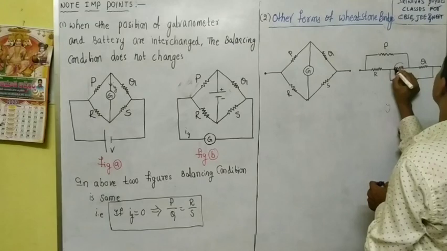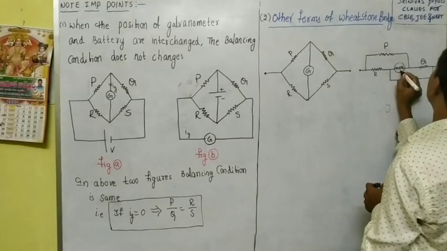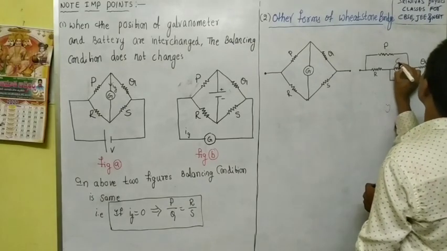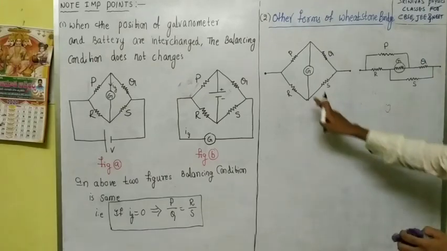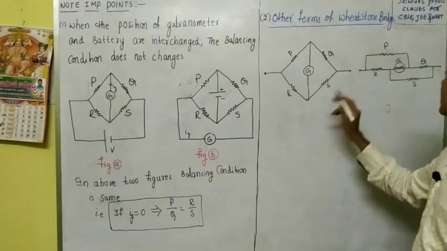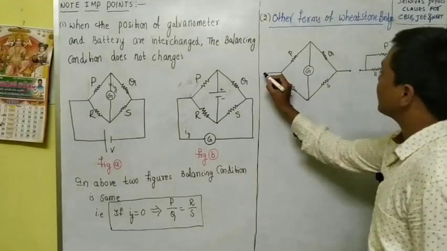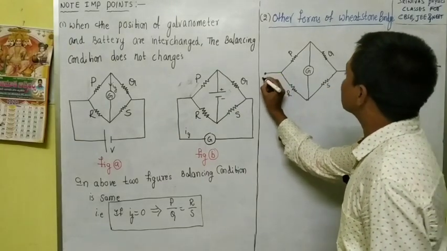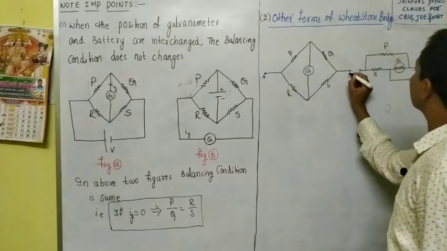This is the resistance of the galvanometer, capital G. This is the other form, equivalent to this. How are the two equal? Let us draw this diagram like this. You start from here. This point we can consider as A, and this point we can consider as B.